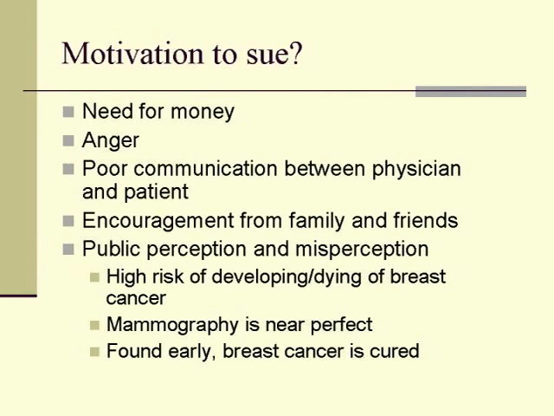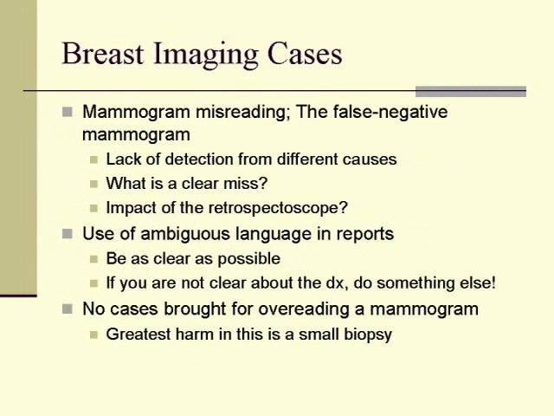Mammograms also will be misread, the false negative mammogram, the lack of detection from many different causes, poor technique, poor quality. What constitutes a clear miss? Just blowing by something that you should not have missed. And of course, the impact of the retrospectoscope. The jury will look at last year's film, and if they feel that they can see the abnormality on the prior year, they feel that perhaps you should have seen it in the prior year. That only adds to the whole idea that the behavior was negligent.